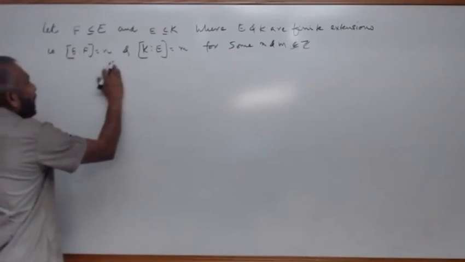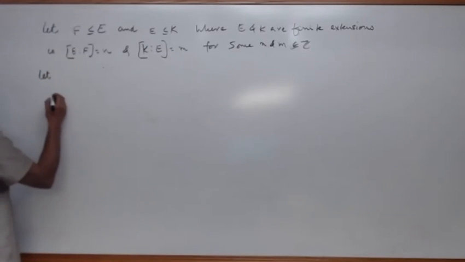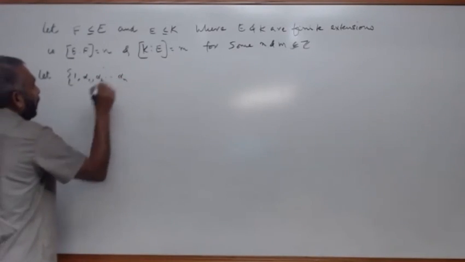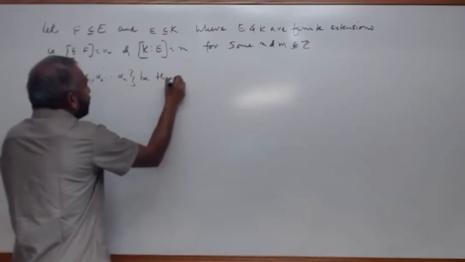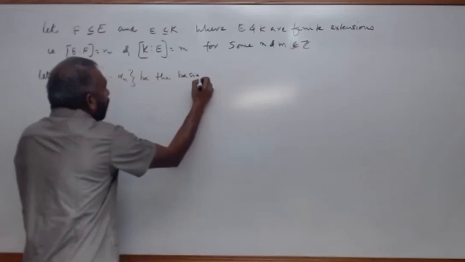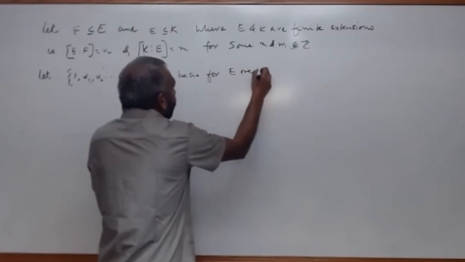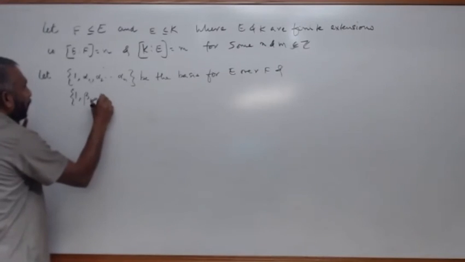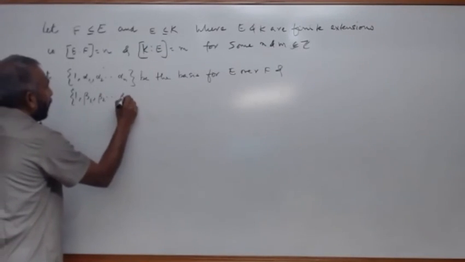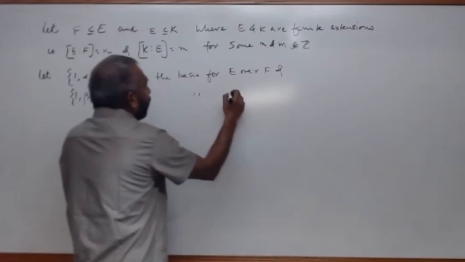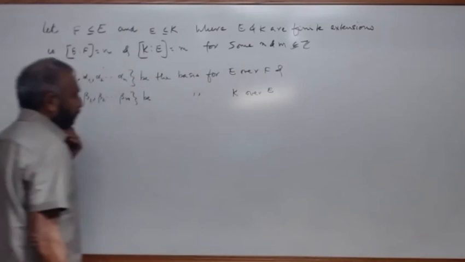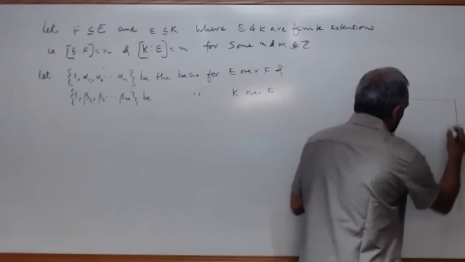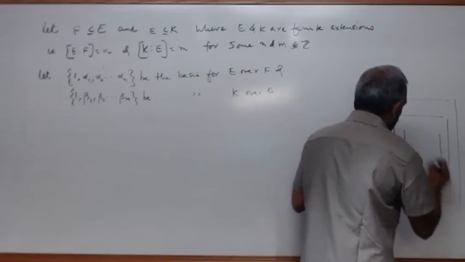So there are two bases here. Let 1, alpha 1, alpha 2, ..., alpha n be the basis for E over F, and 1, beta 1, beta 2, ..., beta m be the basis for K over E over F.